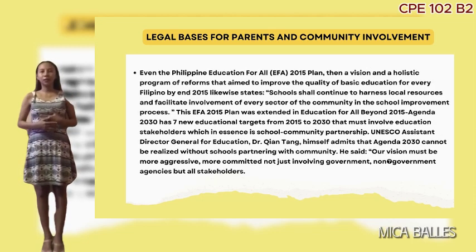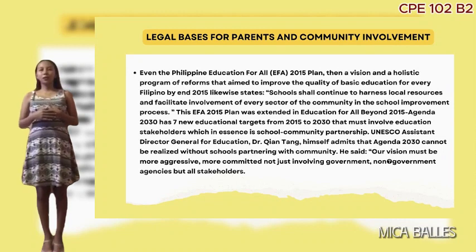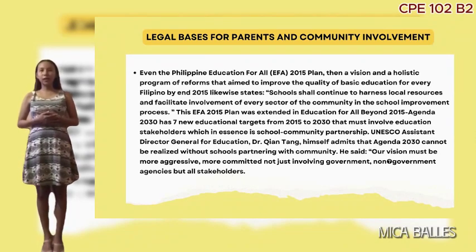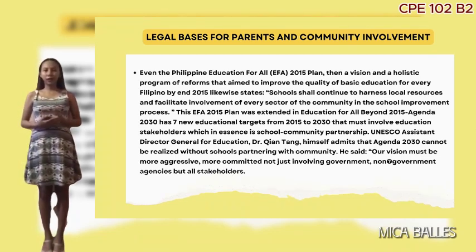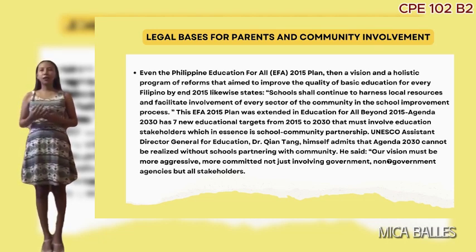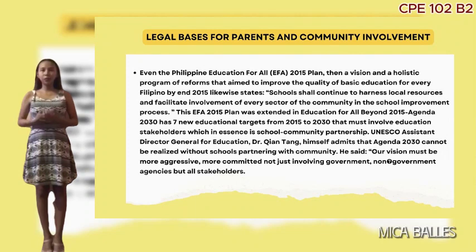Even the Philippine Education for All or EFA 2015 plan, then a vision and the holistic program of reforms that aim to improve the quality of basic education for every Filipino by end 2015, likewise states, schools shall continue to harness local resources and facilitate involvement of every sector of the community in the school improvement process. This EFA 2015 plan was extended in Education for All beyond 2015. Agenda 2030 has 7 educational targets from 2015 to 2030 that must involve education stakeholders, which in essence is school community partnership.